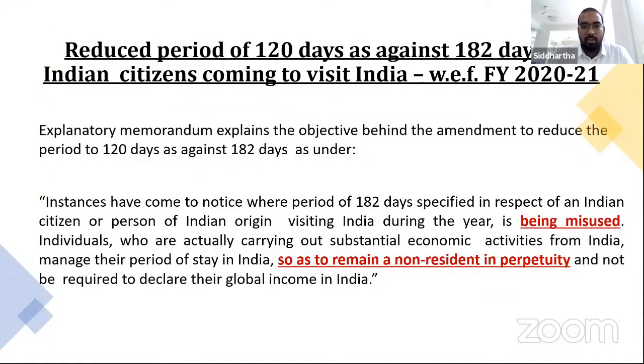So firstly, we'll look into the reason why the 182 days has been reduced to 120 days. The basic reason is many Indians were using this 182 days criteria. They used to visit India and they used to have substantial income or activity in India. But somehow by staying in India for less than 182 days, they used to avoid the residential status. So due to this, they were becoming non-resident for a longer period of time, even though they have a major source of income from India, and they were not required to declare the global income. So the Indian government thought to catch hold of this loophole, and they reduced 182 days to 120 days in case you visit India again.